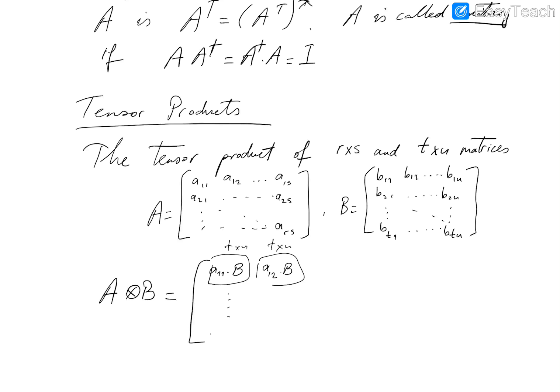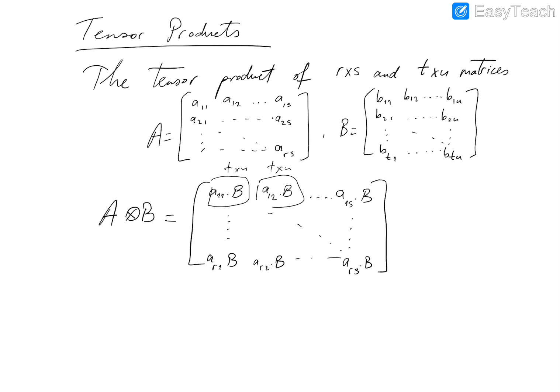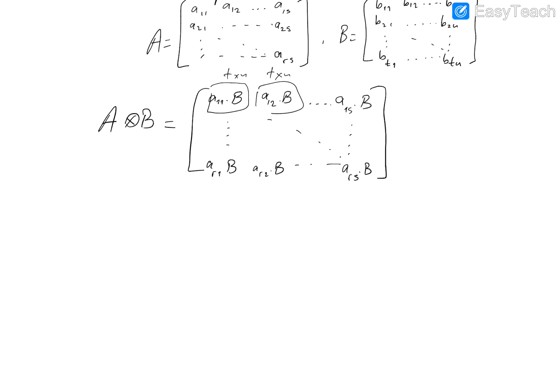Okay. So this is R1 times B, R2 times B, and here we have R1S times B, and lastly we have RS times B. Okay, so it's an RT by SU size matrix. And let me give a concrete example, so that you'll understand better.